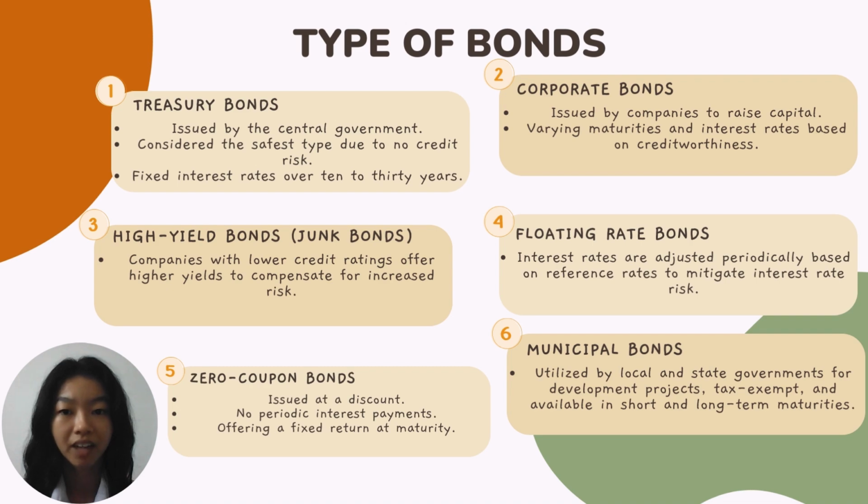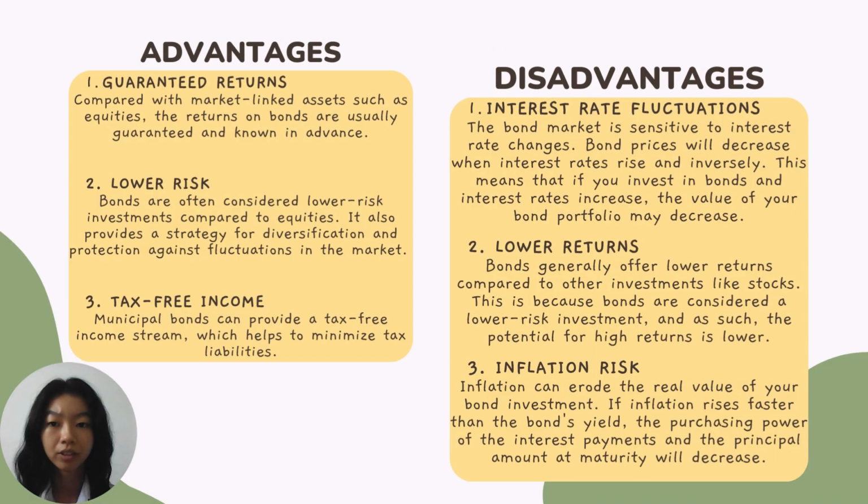Next, there are many types of bonds such as treasury bonds, corporate bonds, high-yield bonds, floating rate bonds, zero coupon bonds, and municipal bonds. Furthermore, bonds provide several advantages. Bonds offer a guaranteed return, providing more predictable income compared to equity. Bonds are considered lower risk than stock, offering diversification and protection against changes in the market. Additionally, some bonds like municipal bonds can offer tax-free returns.